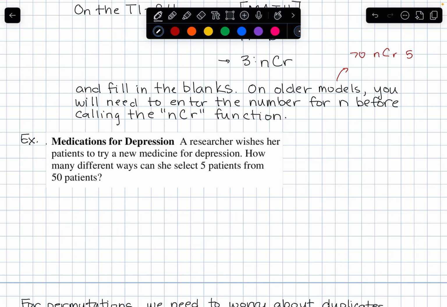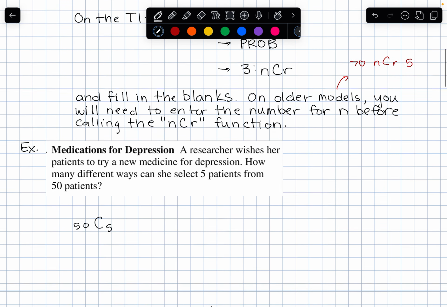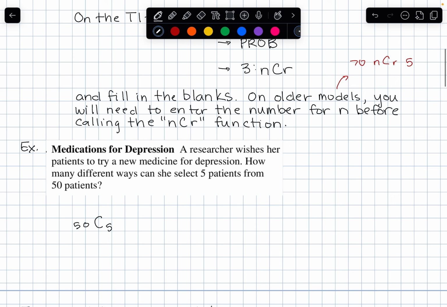And then I ask myself if order matters. In this case, she's going to give all 5 patients the same medication, so it doesn't matter when I selected them, the order I selected them. So this is a combination. We want to evaluate 50C5, and it is always the bigger number in front. I'm going to do it by hand, and then I'm going to do it with the calculator, just so you've seen both.